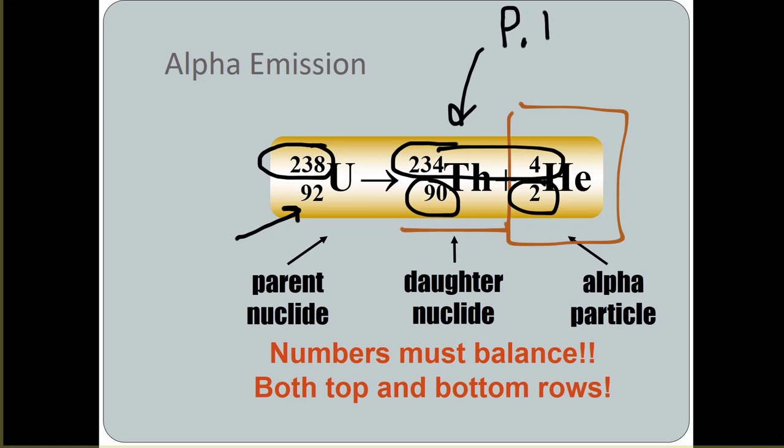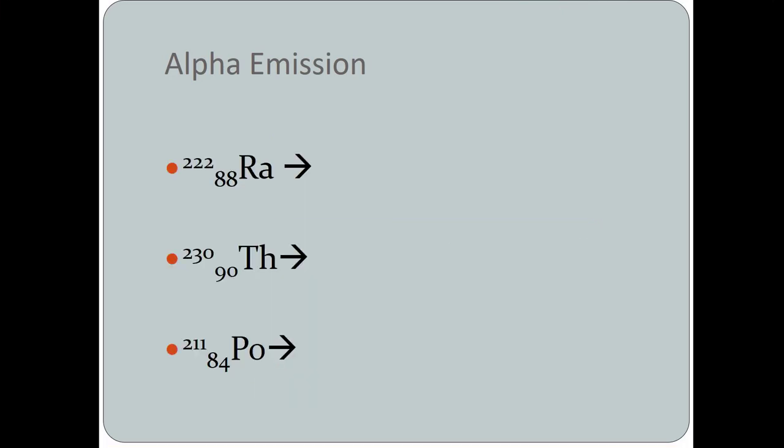And then you look on your periodic table to figure out what this element is. So again, look on your periodic table and look at number 90. And so you can write the symbol. And this symbol is thorium, so Th. So again, the numbers must balance both the top and the bottom rows. And I will always tell you what particle is going to be flung out of the nucleus. And so you just have to know how to write the leftover.